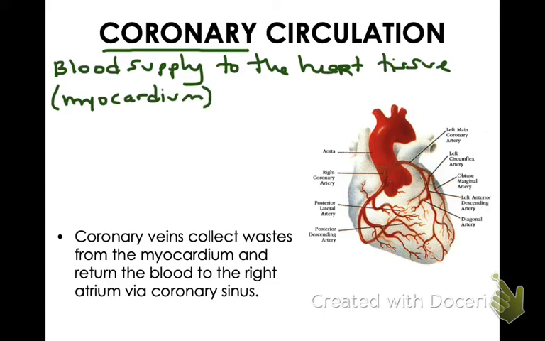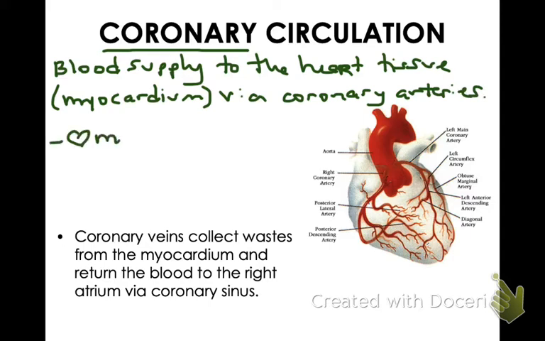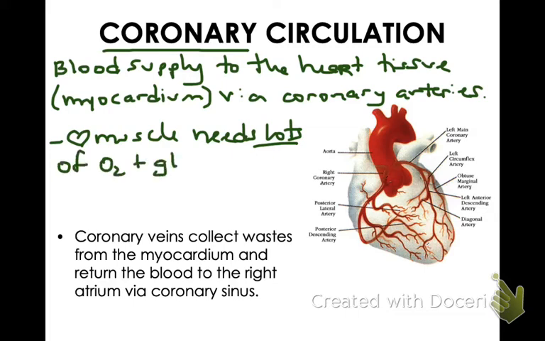And we're going to send blood there through special arteries called coronary arteries. Anytime you hear coronary, you want to think heart. Okay. So the heart muscle itself is always constantly beating, so it's going to need lots of nutrients, oxygen and glucose, right, for ATP. Once it pumps blood out, it's going to go through the coronary arteries.